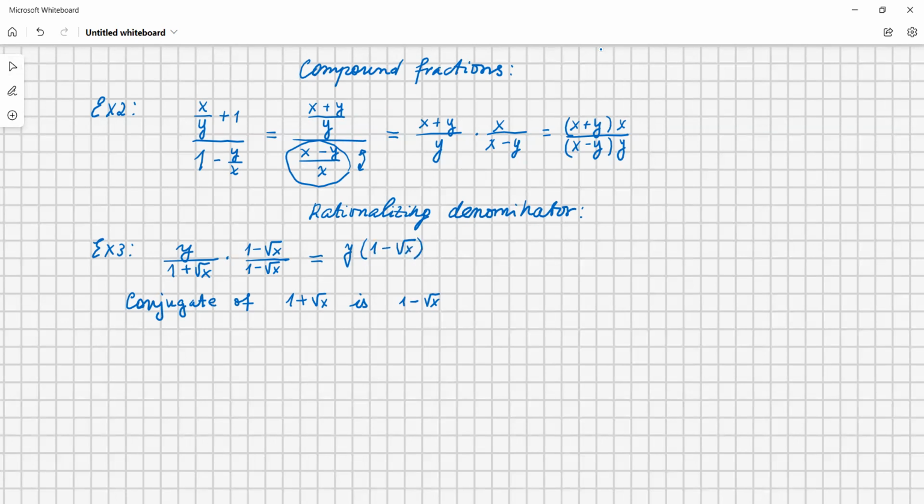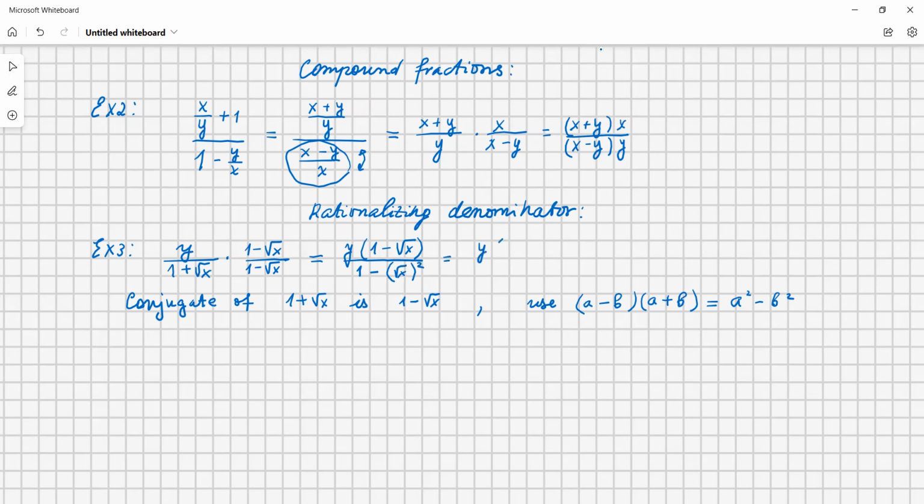For the denominator, I'm going to use the formula. Use the formula (a minus b) multiplied by (a plus b), special formulas, right? It's a squared minus b squared. My a here is 1, right? My b here is the square root of x. So 1 squared is just 1 minus, and the square root of x also squared.